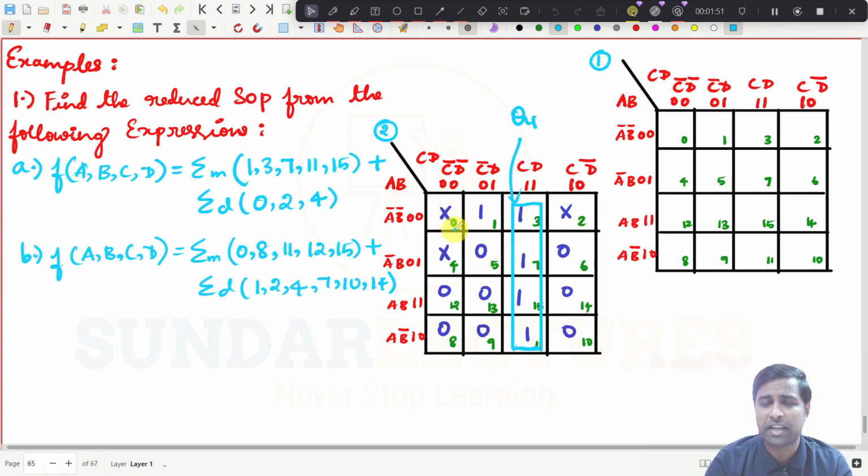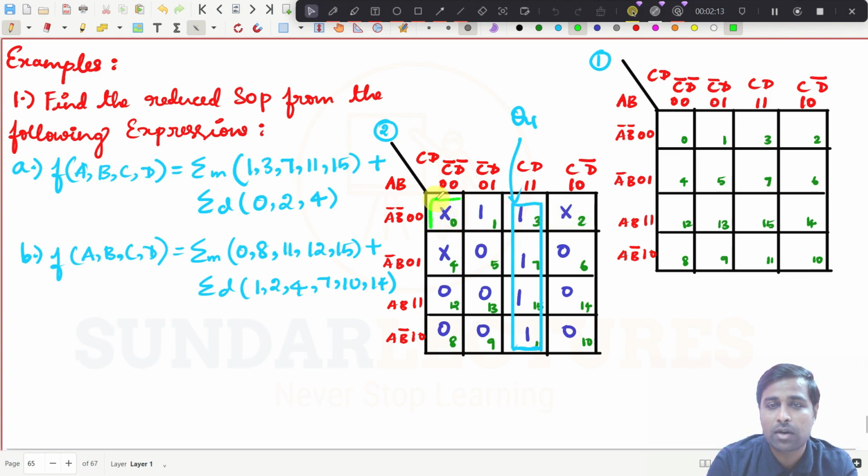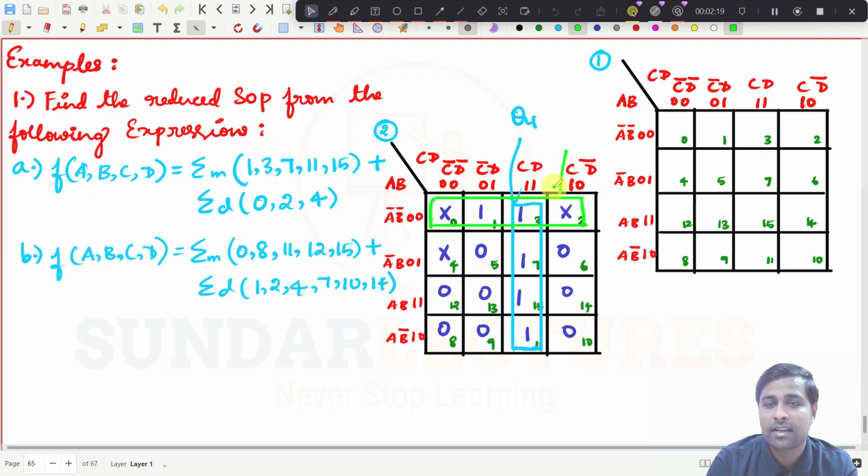Is there any quad possibility? I have to check for the quad possibility. Yes, there is a quad possibility where it is. So see this one, these two x's can be considered as 1, so that this whole cell can be considered as a quad. To make this one into account, I am just making these two x to be 1, considering these two x to be 1 simply. So what I can do now, I can take this one as another quad. That's all. I have covered all the ones, right?